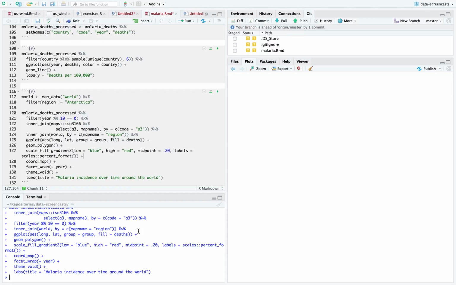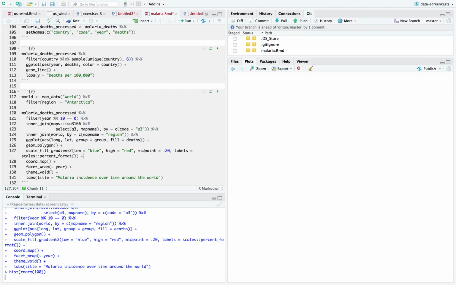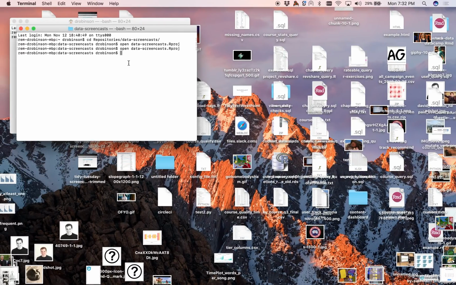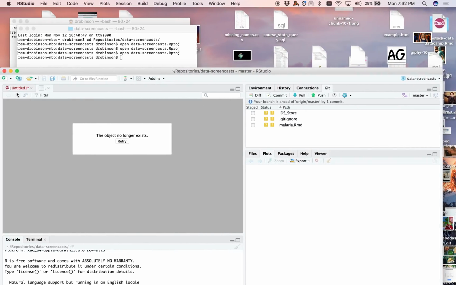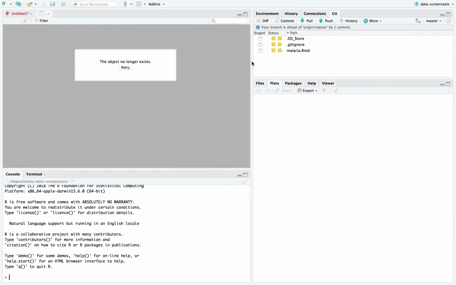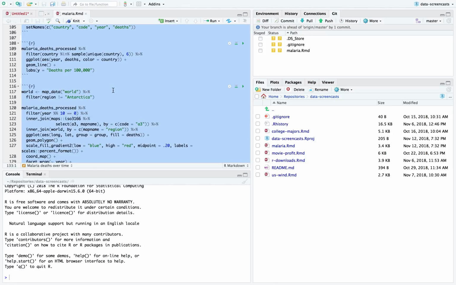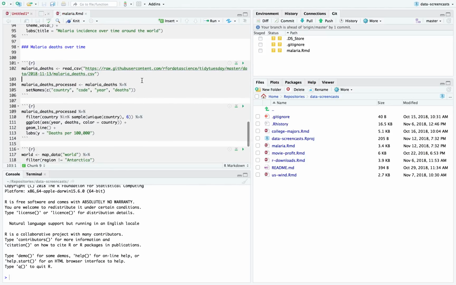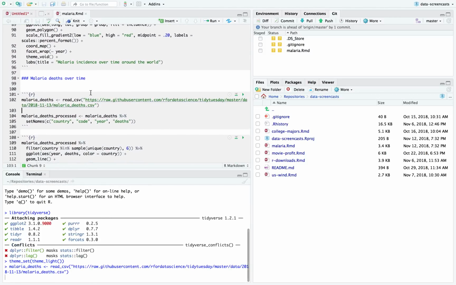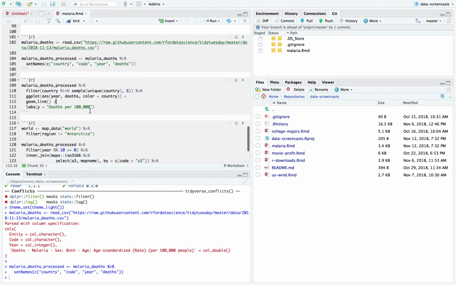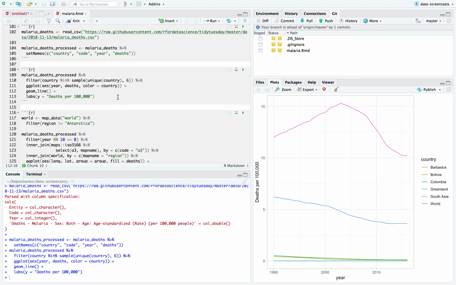Where's my graph? Can I make any graph right now? Might have broken it. That's okay. I can do the thing that I always do and open a brand new RStudio project. Oh boy. All right. Know what I'm doing now. Tidyverse. Malaria deaths data set. Confirm I can make graphs. I can.